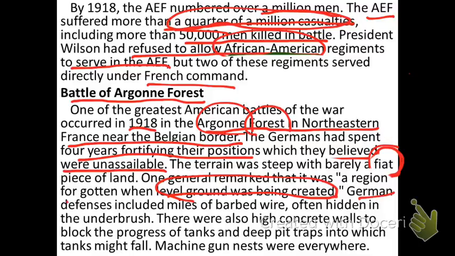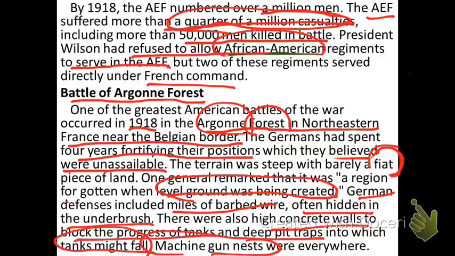Okay. German defenses included miles of barbed wire, often hidden in the underbrush. Pretty formidable defensive position right there. There were also high concrete walls to block the progress of tanks, and deep pit traps into which the tanks might fall. Doesn't sound good. And of course, machine guns. Machine gun nest is a term that is used, oftentimes hidden inside a steel concrete bunker. It could be hidden in some foliage, in the underbrush, and usually it was fortified with at least sandbags, a well hidden, well thought out defensive position.